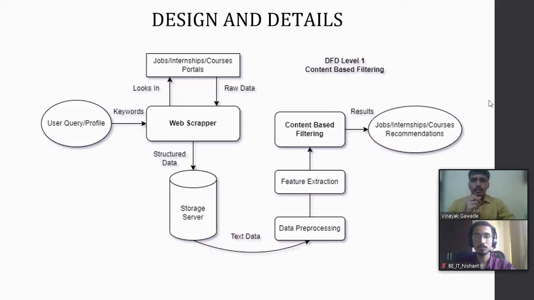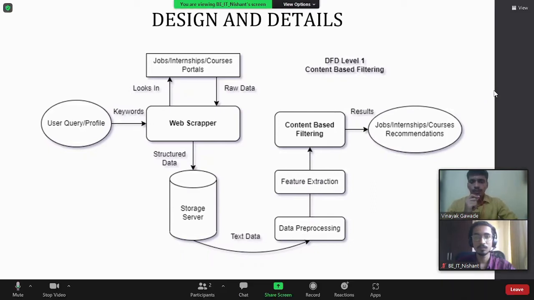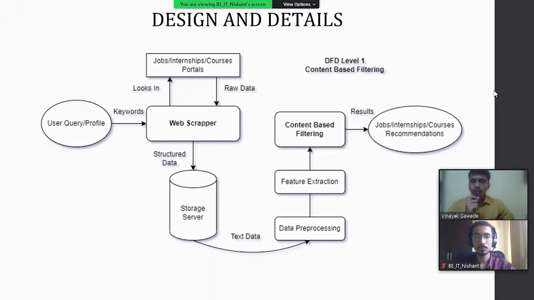Okay, my name is Vinayak Gawade, and this is the flow diagram of our system. In our system, the user will have two options. One is he can directly search for his intended jobs, courses, or internships using a search query, or else he can create his profile and fill in all the details, and we will pick the skills from there and recommend whatever he wants.